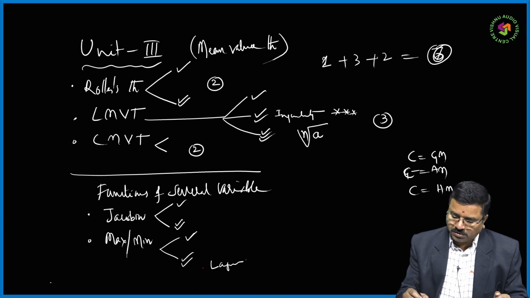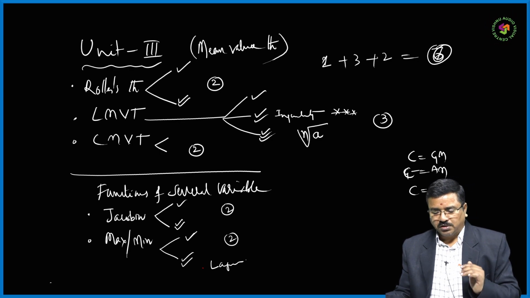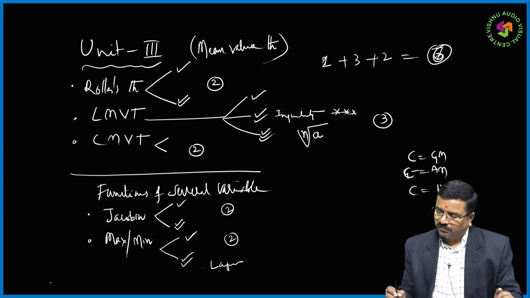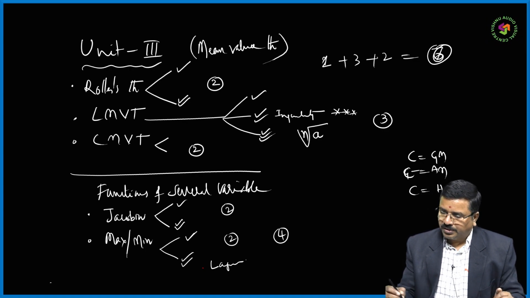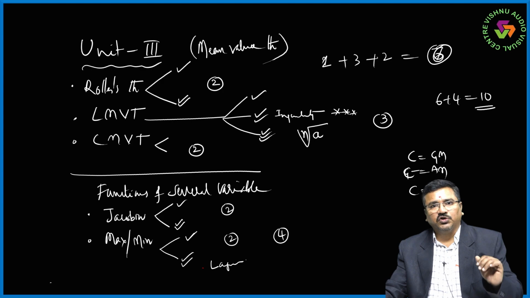Jacobian has 2 types of models, and here also we have 2 models: function of 2 variables maximum and minimum, and function of 3 variables. So in total we have 4. Then 6 plus 4, so in total we have 10 different types of problems in unit 3.